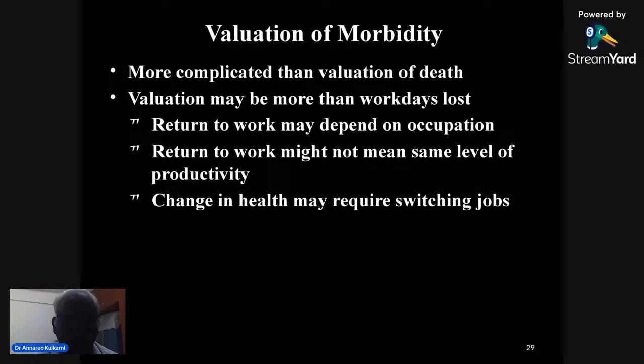Returning to work doesn't necessarily mean the same level of productivity. This may be particularly relevant to stroke and heart disease patients. We must value the reduced level of productivity once the person returns to work if we want a real cost benefit analysis. Finally, the person might return to work but in a different capacity. The professor may no longer be able to teach in a classroom after having a mild stroke, but he or she could continue to be a productive academic researcher.